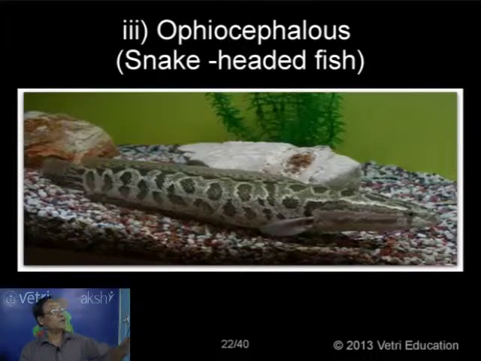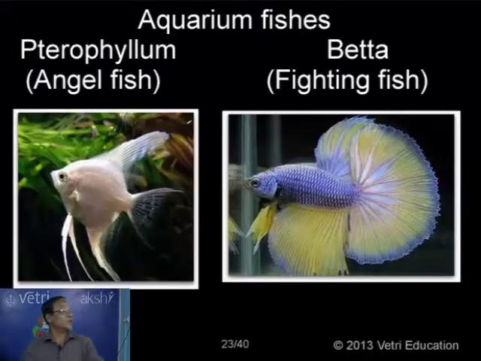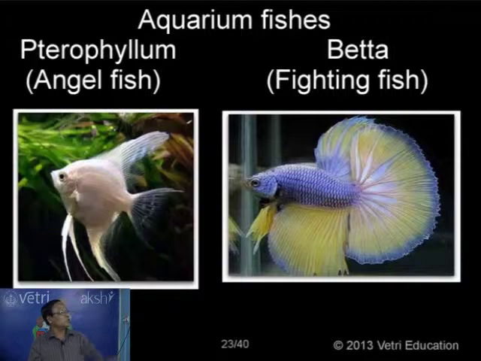Now the last one, some examples of aquarium fishes you have studied. You have seen in your aquarium Pterophyllum, the angelfish, beautiful to look at, and also the fighting fish, the betta. These are all aquarium fishes. Most of the aquarium fishes are ovoviviparous. That means they lay eggs in which the development is already completed inside the egg. As soon as the eggs are released, they hatch.